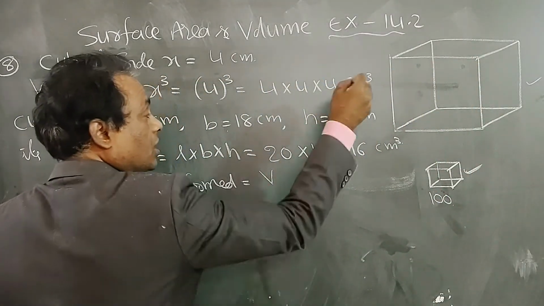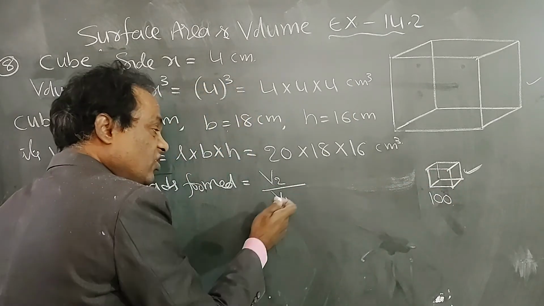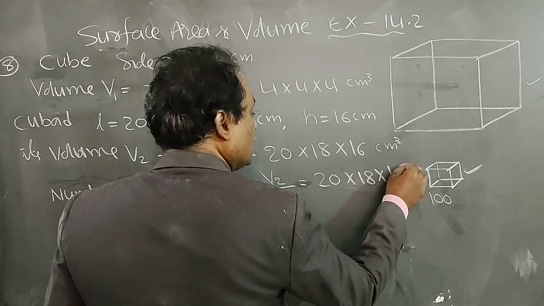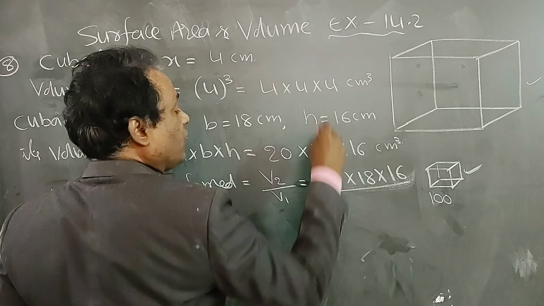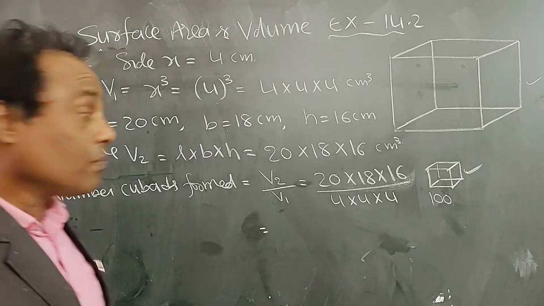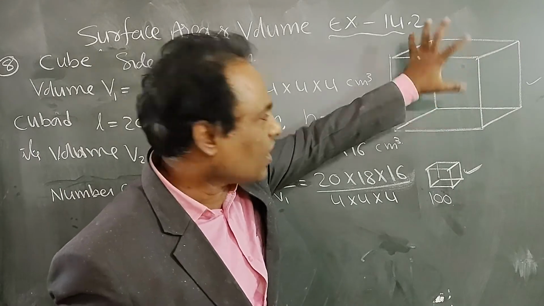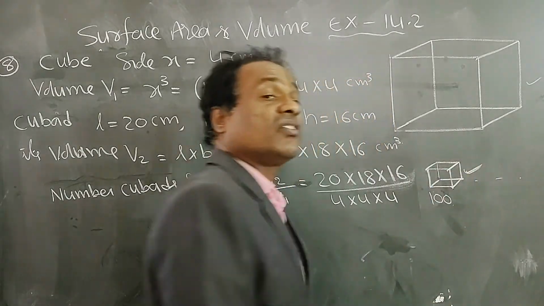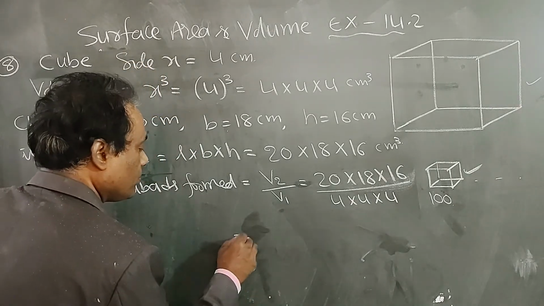The total material we have is V2, and each box requires this much material. We have 20 into 18 into 16 of material, and the material required for each box is 4 into 4 into 4. Dividing gives the number of boxes formed. How many boxes can we form? Each box requires this much material, so cancel and simplify.